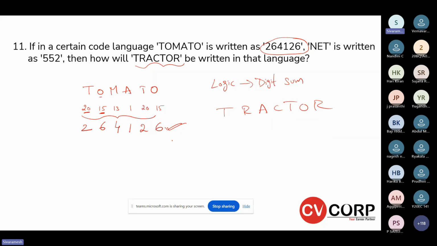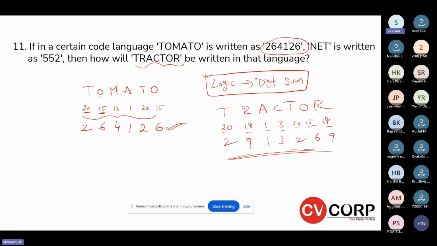So if you know the place values of the alphabets in tractor, T means 20, R means 18, A means 1, then 3, 20, 15, 18. So obviously your answer will be this one 2, this one 9, here 1, here obviously 3, here again 2, here 6, here 9. So the correct answer is 2913269. So the logic here is the digital sum pattern. The digits in the alphabet positions should be added.